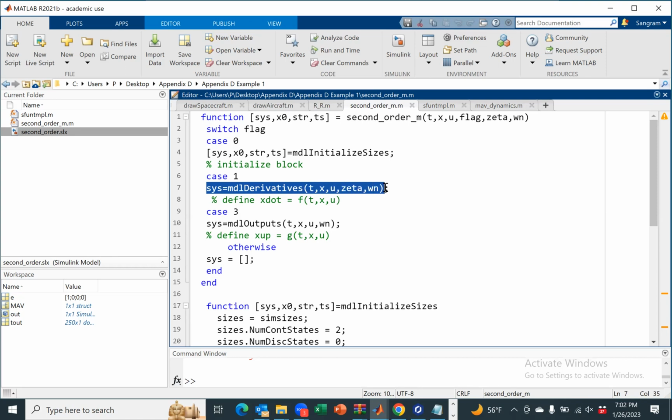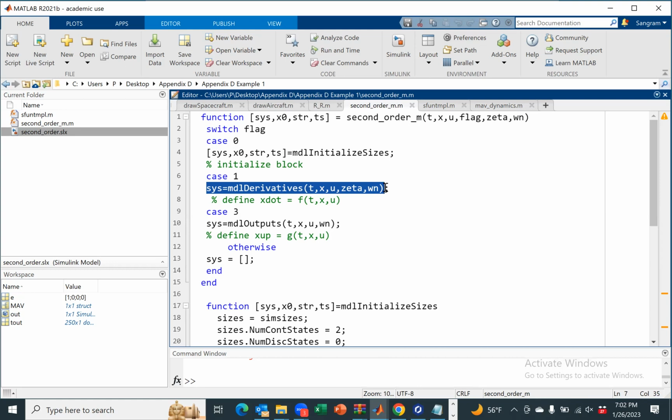Your inputs are, this is where the function is. MDL derivatives, the input to that function is the time, initial condition, U, which is the external force, value of zeta, and value of omega n. In this particular equation, this is the external force that we have to supply. Value of omega n, value of zeta is given to us for that particular system. And then you have to supply the initial conditions for numerical integration.